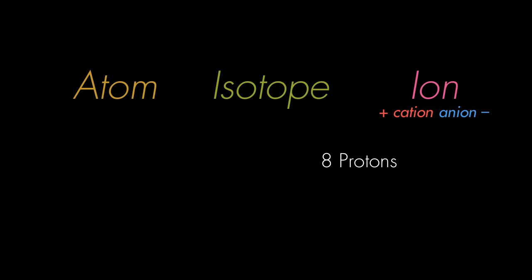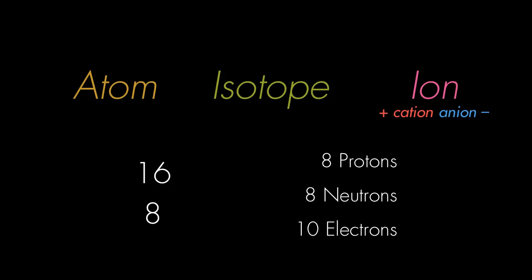Finally, if we have 8 protons, 8 neutrons, and 10 electrons, we have oxygen 16, 2 minus, because now we have 2 more negative electrons than the 8 positive protons, and we have an anion.